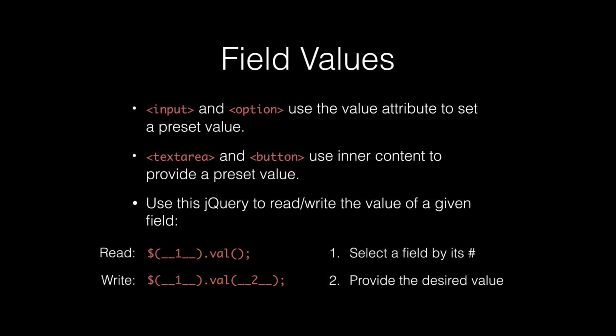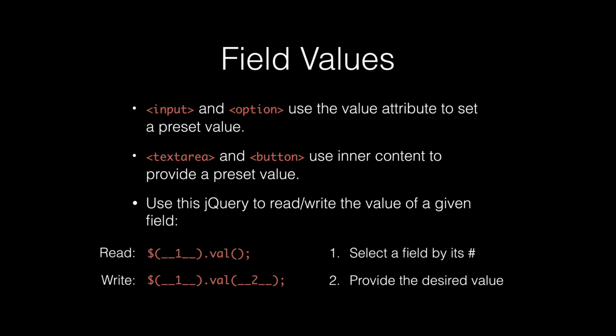So note that the input and option tags use the value attribute to set a preset value. That is the value that is going to be populated into that thing by default. So with an input, this means the value you're going to see in a single line text input, or the value that's actually submitted with a radio or checkbox button, since you don't really see its value. The text area and buttons, on the other hand, use their inner content to provide a preset value.